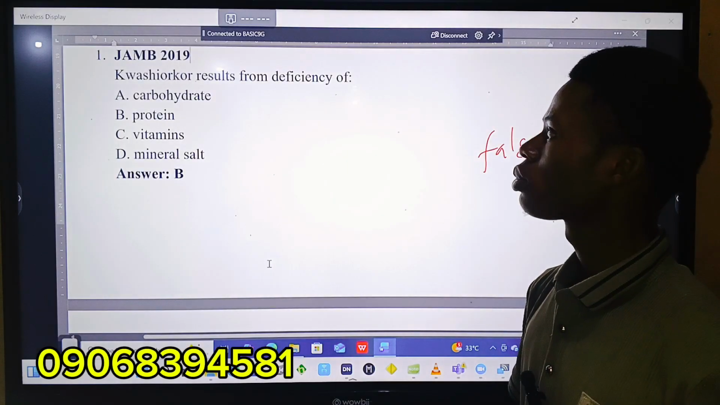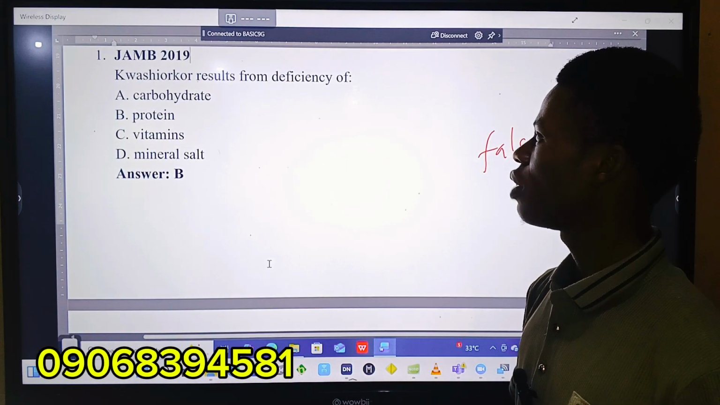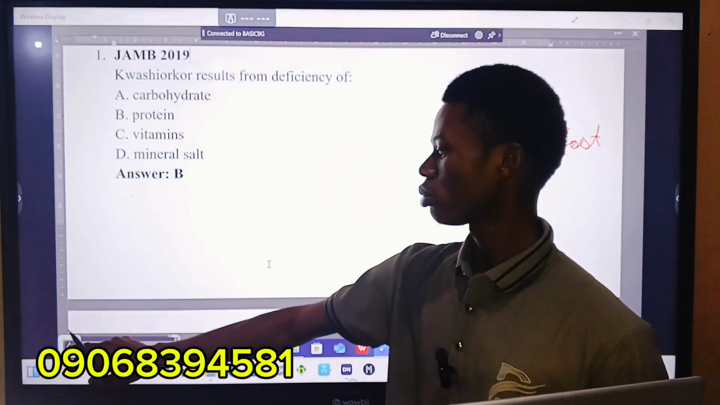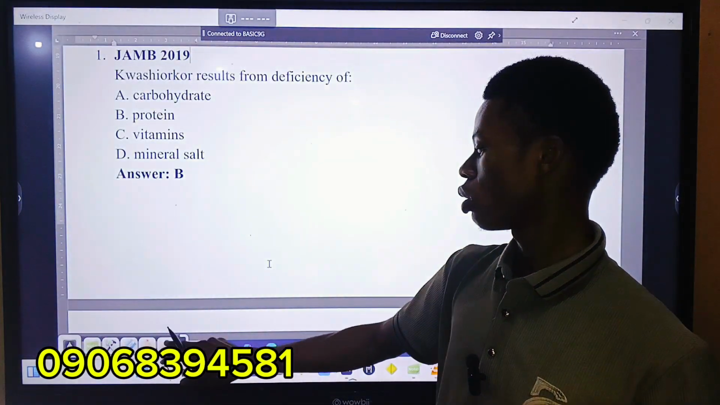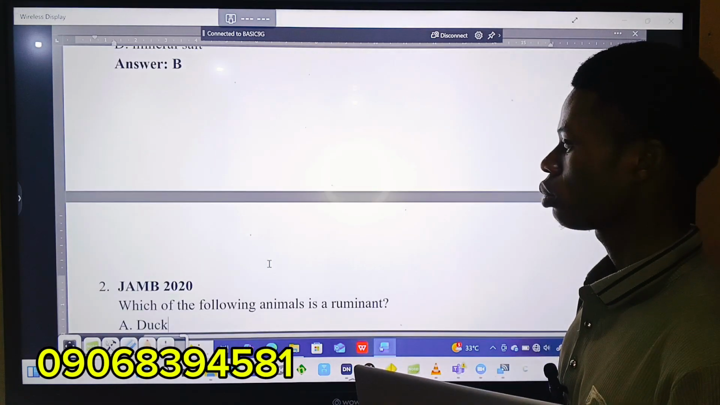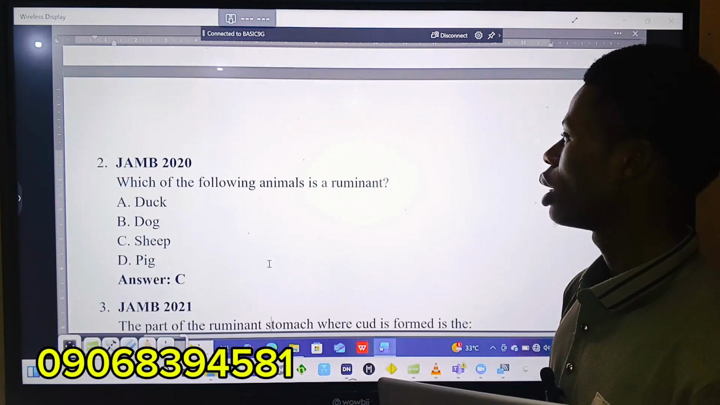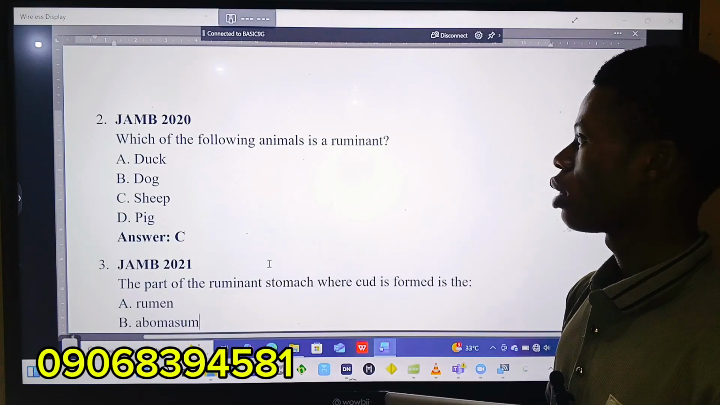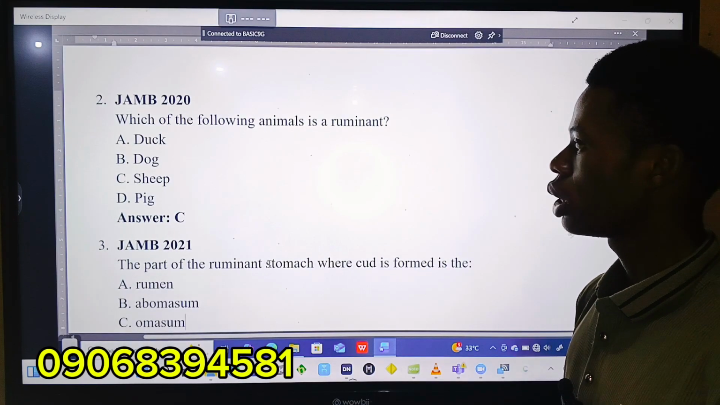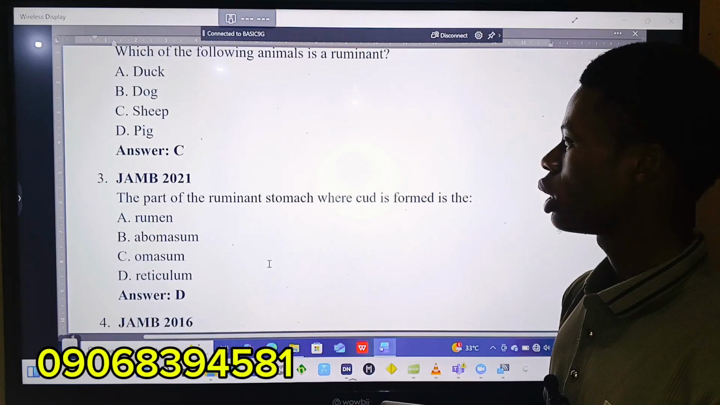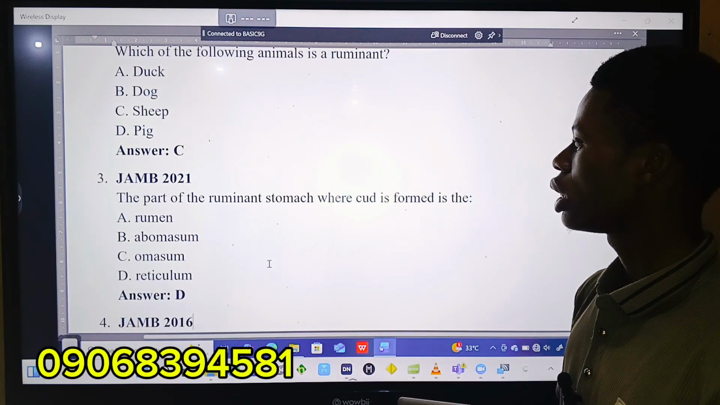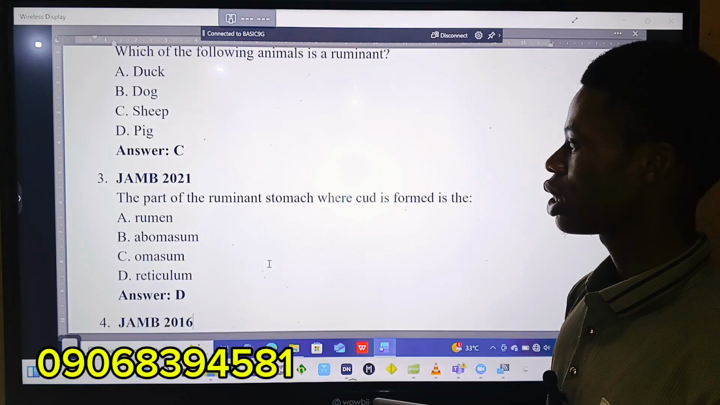All right, let's look at past questions, JAMB and WAEC past questions, so you know what to expect. JAMB 2019. Kwashiorkor results from deficiency of what? The answer is protein. So deficiency of protein causes kwashiorkor. Next question. Which of the following animals is a ruminant? That's JAMB 2020. The answer there is sheep. Sheep is a ruminant. JAMB 2021. The part of the ruminant stomach where cud is formed is the dash. The answer is reticulum.